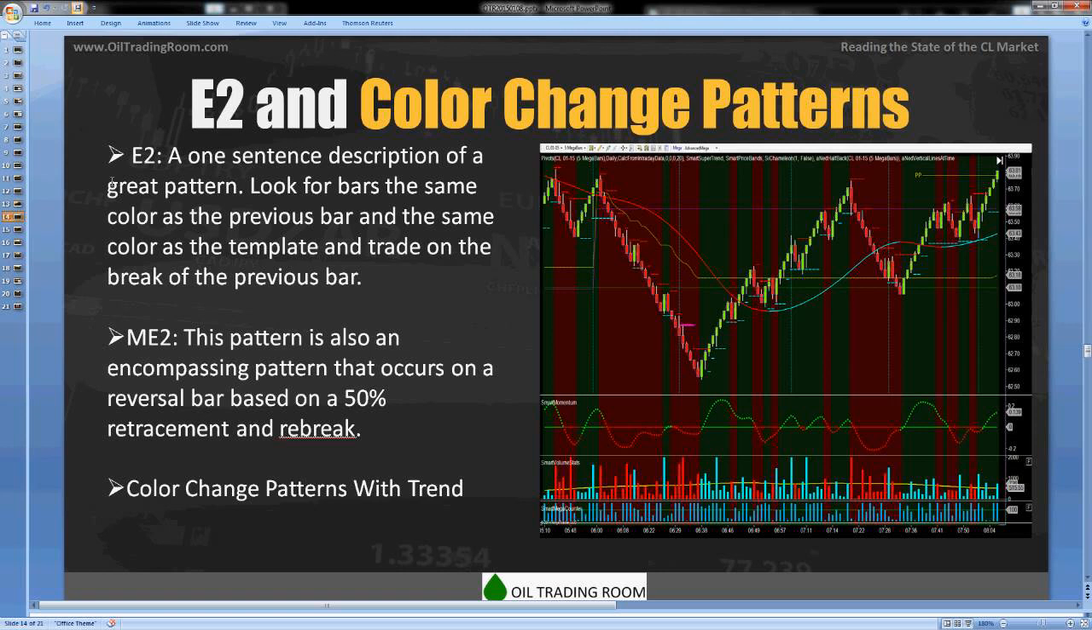A one-sentence description of an E2 pattern is: look for bars in the same color as the previous bar and the same color as the background template, and trade on the break of the previous bar. I will show examples of that as we go to a live chart. Basically, E2 stands for encompassing pattern number 2. You can see examples of these right on this chart if I blow this up a little.